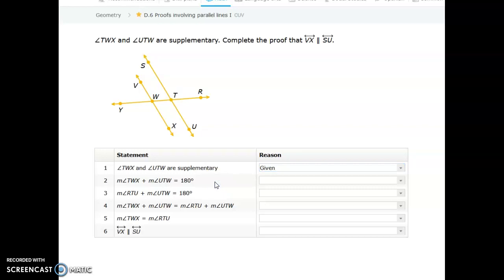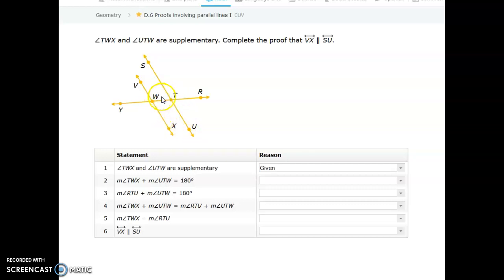All right, next one. Measure of angle TWX plus the measure of angle UTW equals 180.